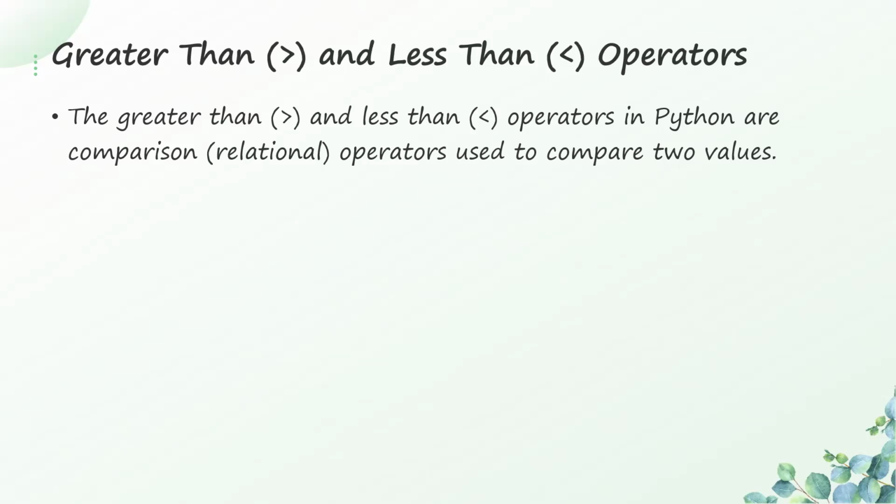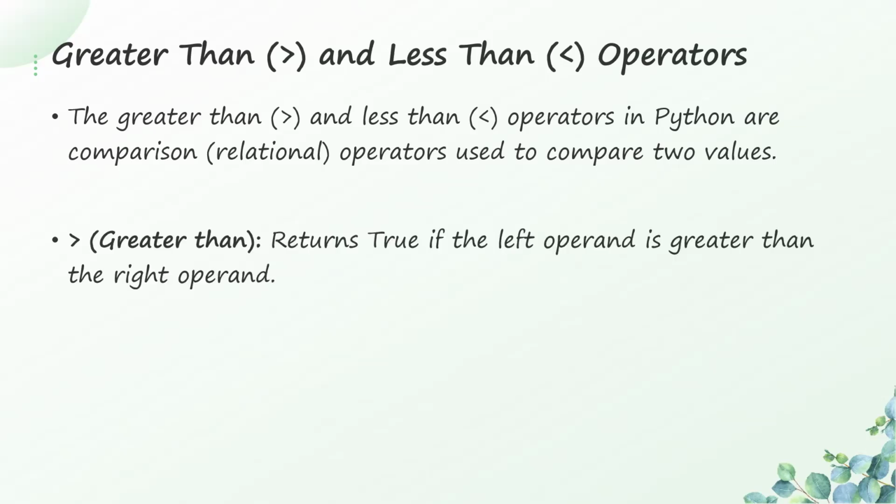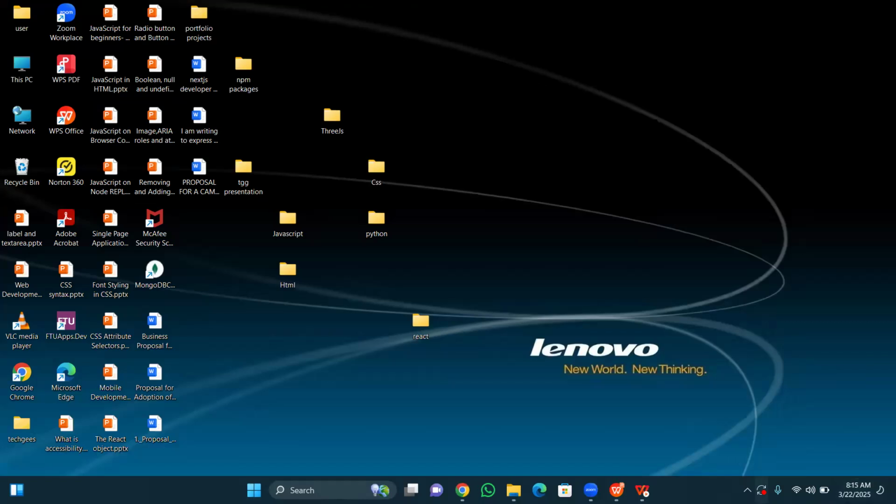So they are still comparison operators. We are still comparing the values of these two variables. So for the greater than, we use this angle bracket, the right angle bracket, that's the operator. It returns true if the left operand is greater than the right operand. Let me show you what I mean by left and right operand.